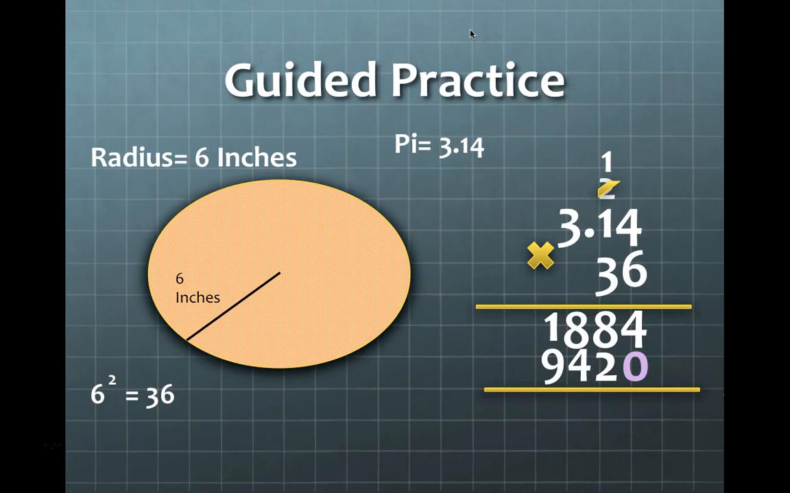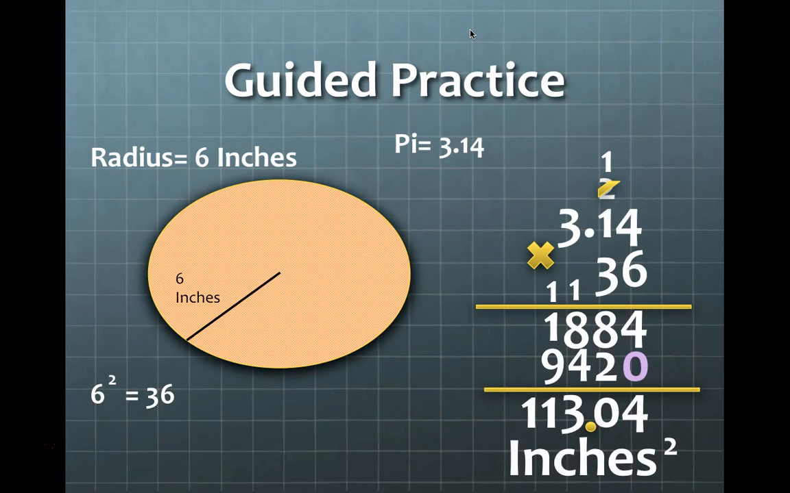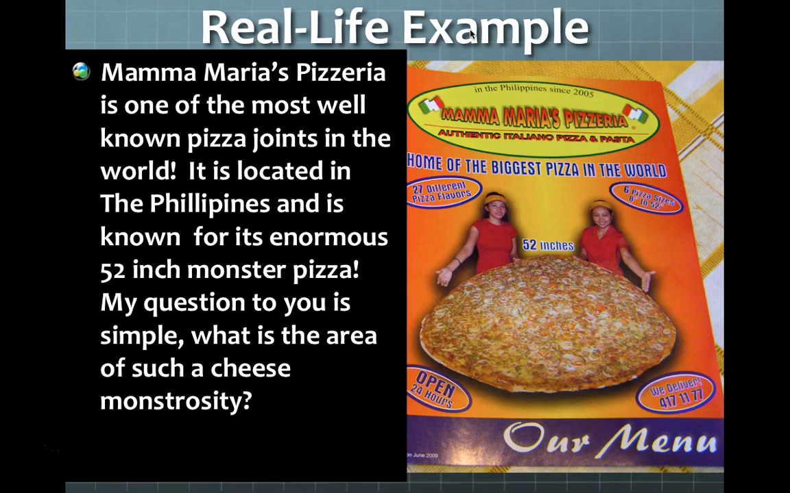You add them together, and we get 113 and 4/100 inches squared. And once again, with area, it is squared, not cubed. So 113 and 4/100 inches squared. All right, now it's time for a real life example.